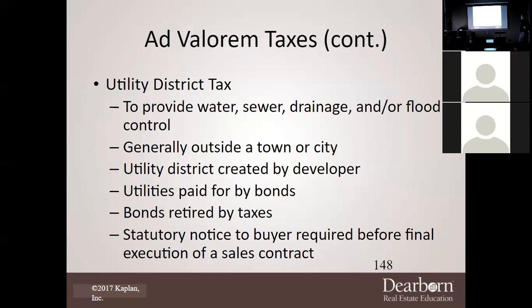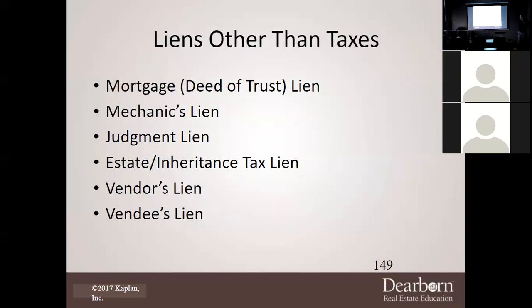Again, the utility district tax, of course, is what we call a MUD tax. It's to provide water, sewer, or drainage and/or flood control. They're generally outside a town or city. The utility district is created by a developer, and the utilities are paid for by bonds. Bonds are also retired by taxes, and there is a statutory notice to the buyer required before the final execution of a sales contract. Now, other liens that can also be provided could be mortgage liens, which we all understand.